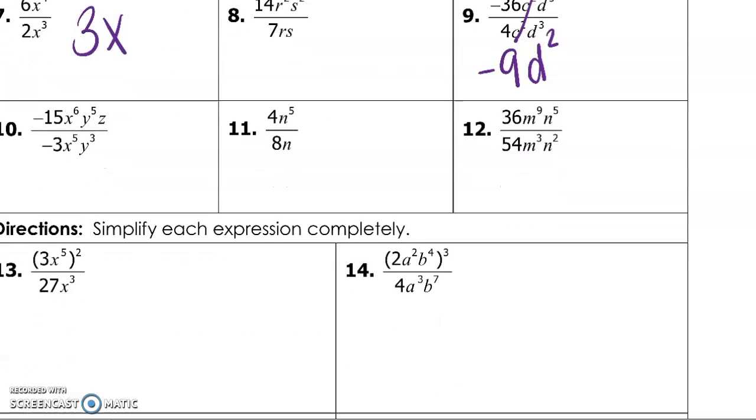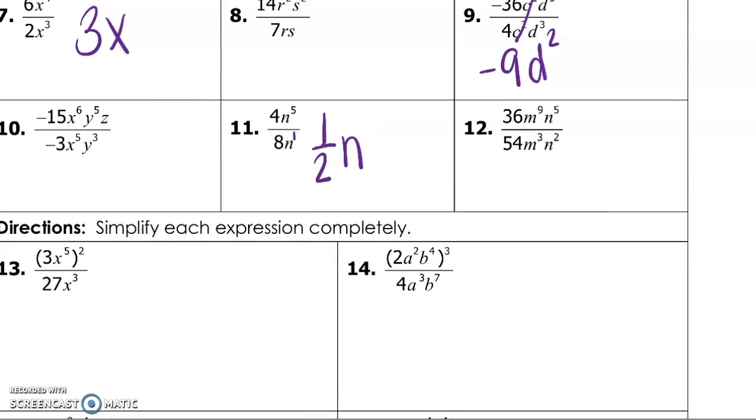Number 11, 4 divided by 8, you need to write that as a fraction, is 1/2. A lot of people write n to the 5th. That is incorrect. Remember, there's an invisible 1, so we would have n to the 4th. 1/2 n to the 4th. So it is possible to have a fraction in front of your variable.